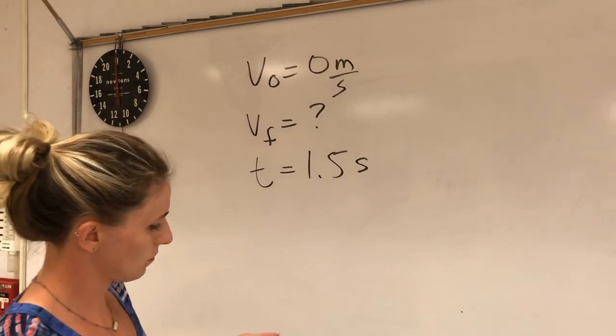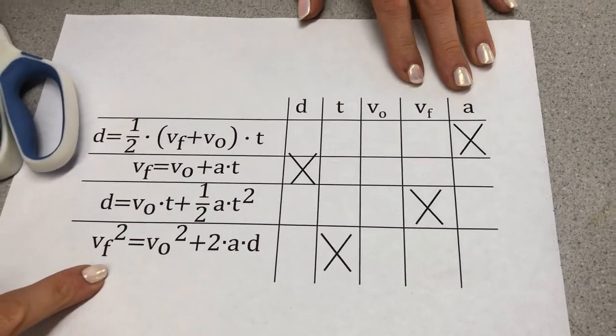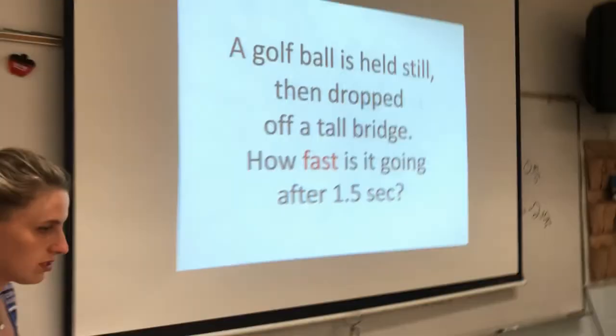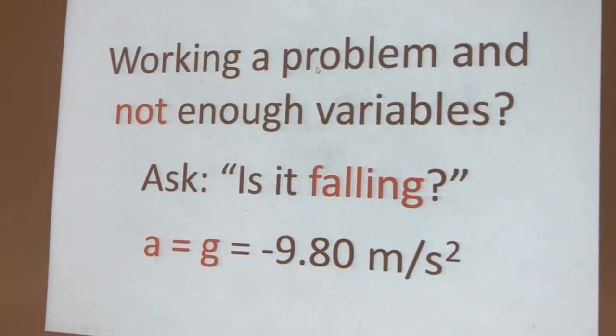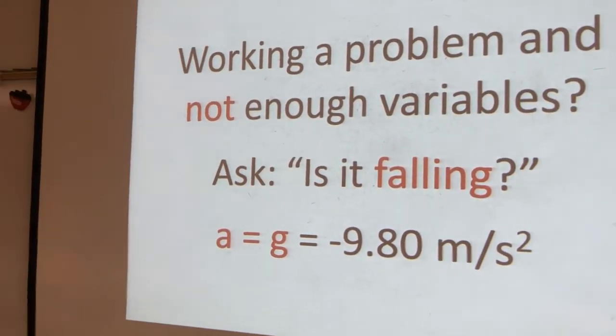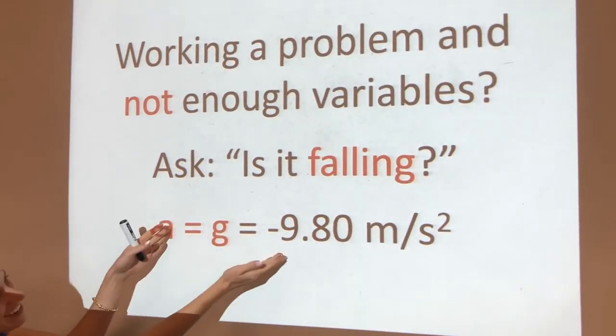That's not enough. Out of all of our equations, we know we need 4 variables, right? And we only have 3. What else could we use here? Working a problem and not enough variables, ask, is it falling? If so, here is your answer.